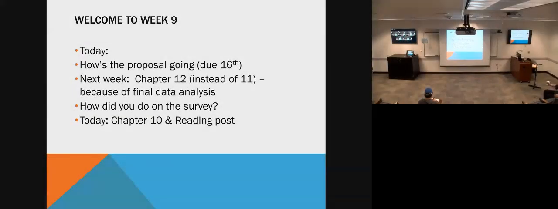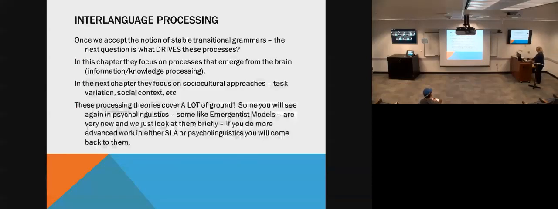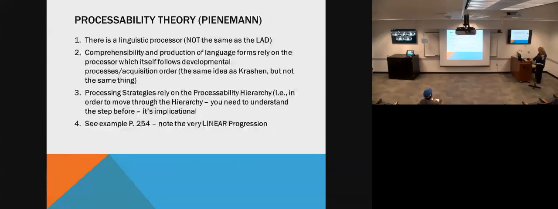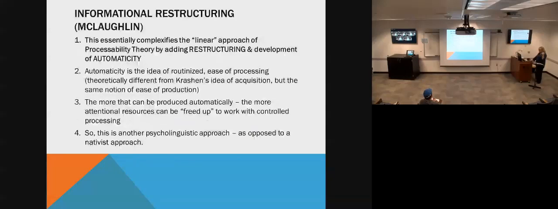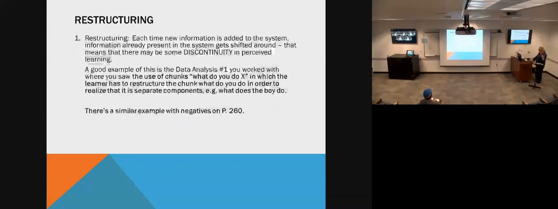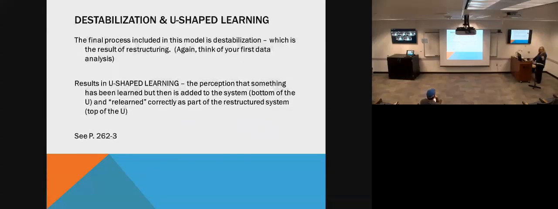Okay, good. All right. So we went through interlanguage processing, processability theory, information restructuring, destabilization, and U-shaped learning. Consider that to be one kind of job lot. That's the 80s and 90s. That's sort of the lot that I was in on, right?